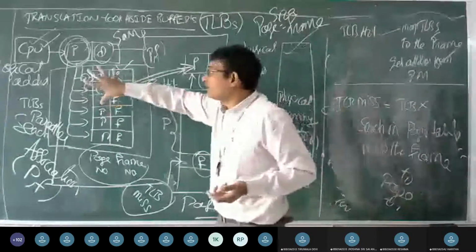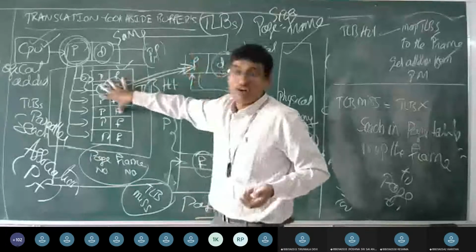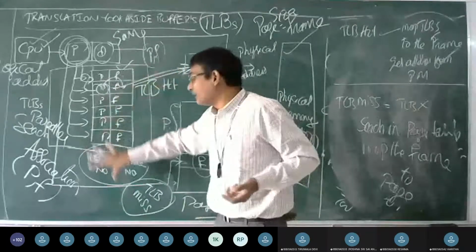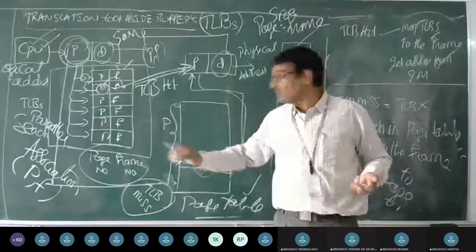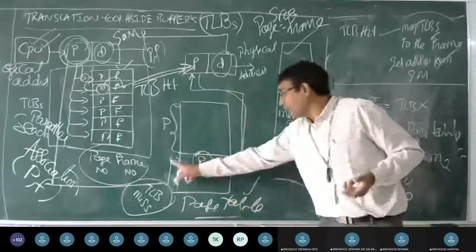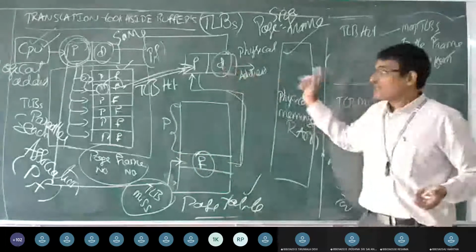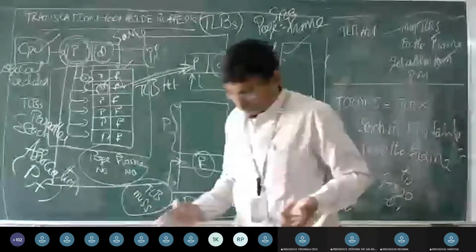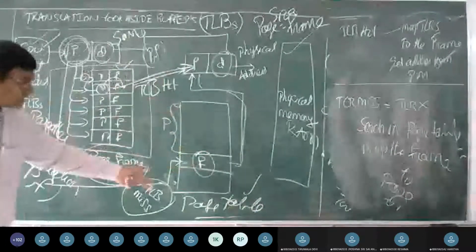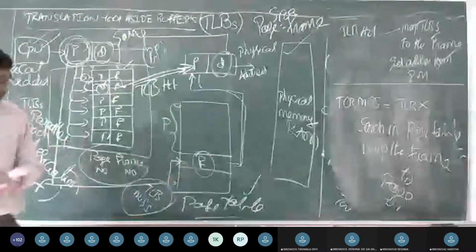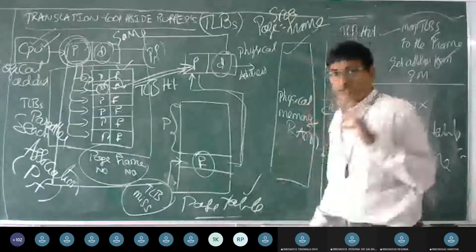So high speed content, the most frequent items, are going to be placed in TLBs. If the item is found, we call it a TLB hit. If the item is not found, we call it a TLB miss. What happens if there is a TLB miss? Search in the page table, pick up the frame associated with the page, generate the frame address, and put the same in the TLB. Next one. We talked about TLB hit. We talked about TLB miss.